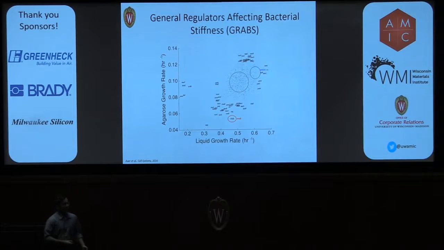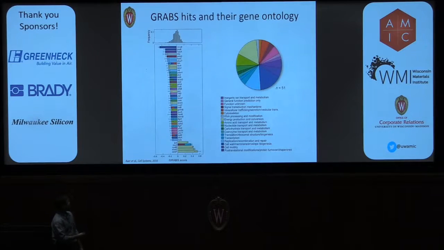In red, I am showing one gene that is growing okay in LB, but it grows really less in agarose, meaning that this gene makes the bacteria stronger if this gene is present in the genome. And if we delete this gene, bacteria becomes softer.